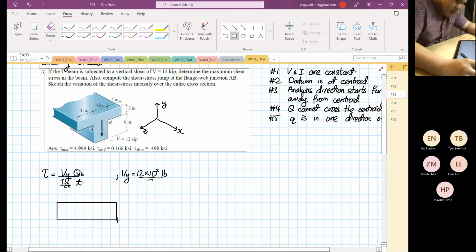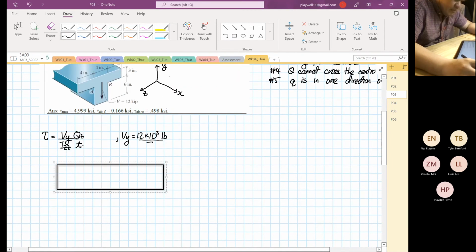So we have 4, 8, 12, and 3. Okay. And then we have 6 and 4. And we have 2, 4, 6, and we have 4.